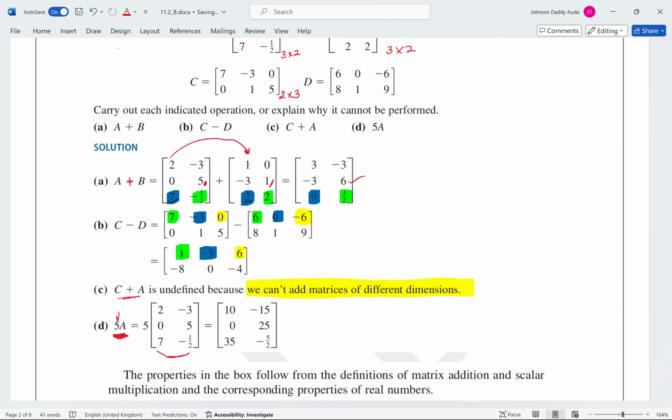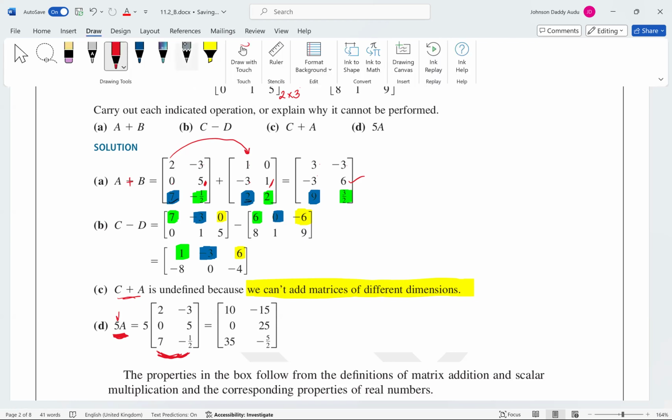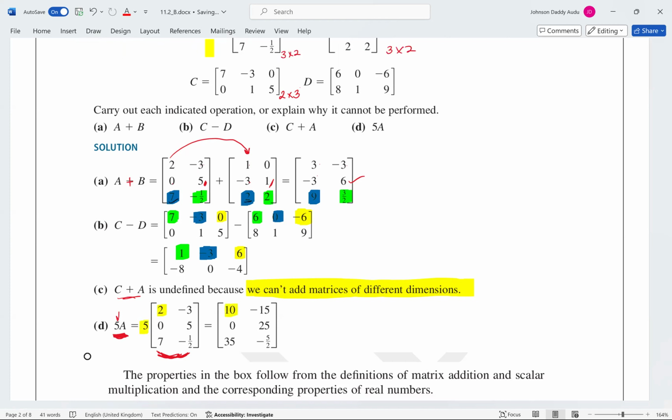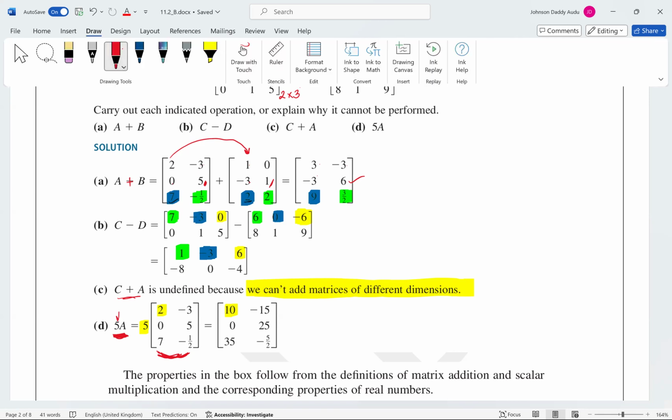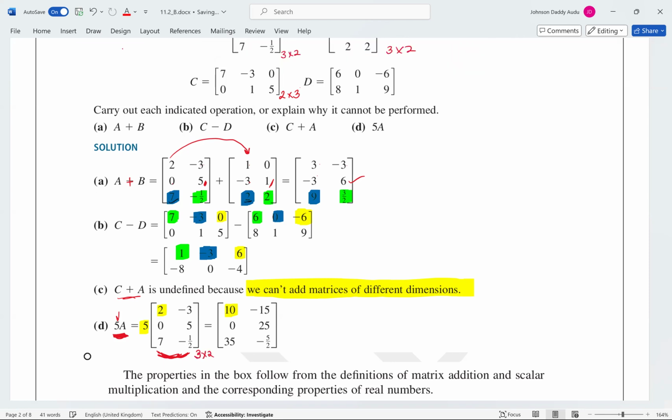So for example, this is what? This is a 3 by 2. If you multiply by 5, it means you multiply each entry. So you multiply each entry by what? By 5. You multiply each entry by 5 and you get this. So the same, you multiply 5 by minus 3, you get minus 15. And you can see you still have the same order, not 3 by 3, but 3 by 2. This is 3 by 2. This is still 3 by 2.